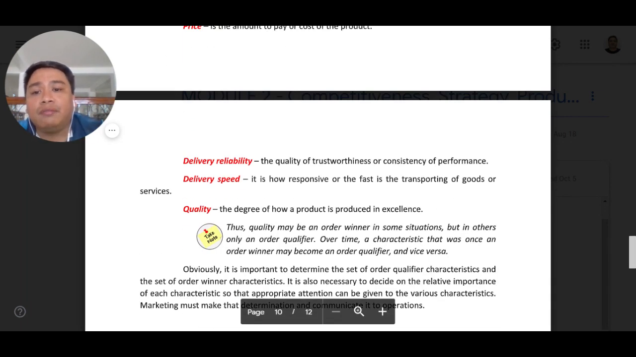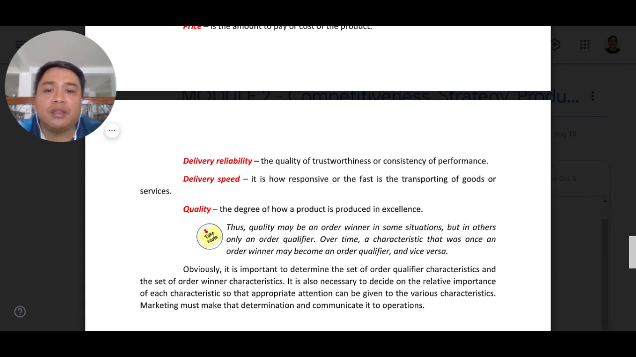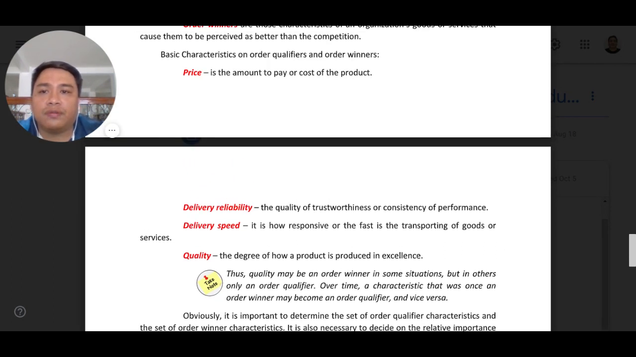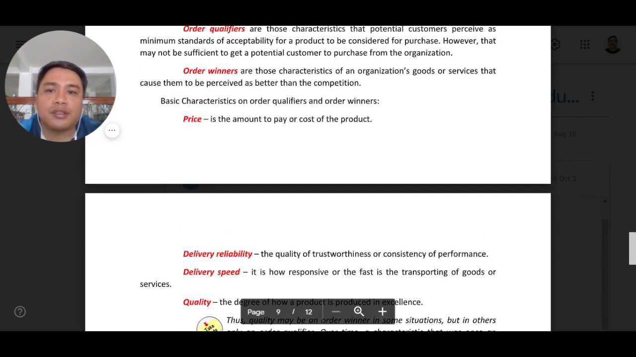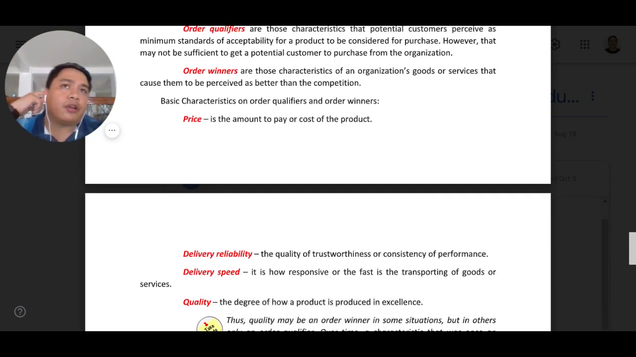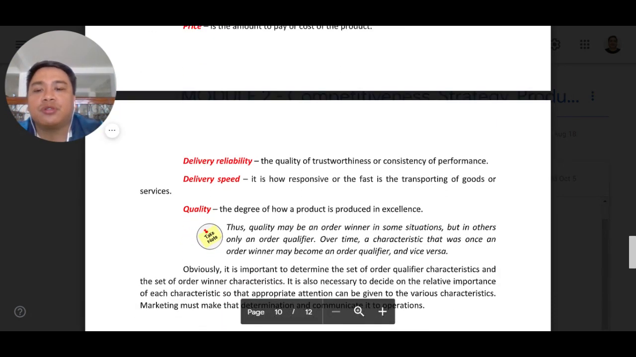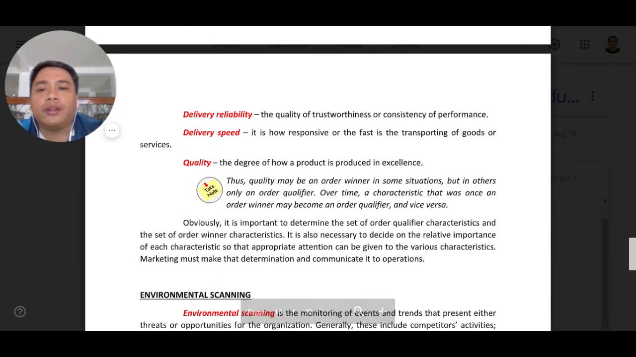Delivery reliability and delivery speed, that is another factor of determining the standards set versus the characteristics perceived to be on a competition. Same also with what we call quality. So basically, ang order winner versus order qualifiers is setting the standards.